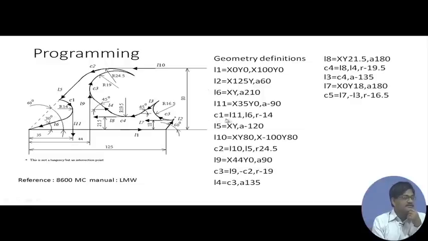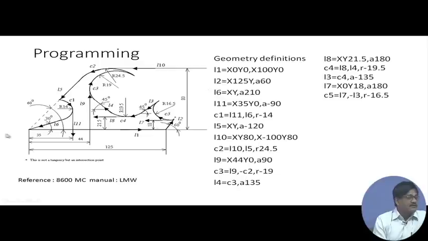C1 is defined to be, L11, L6, minus 14. So, following our convention that we had discussed, driving along L11, if we move on to L6, and the radius of the circle being 14, and in the clockwise direction, we can define C1. So, C1 is defined this way.